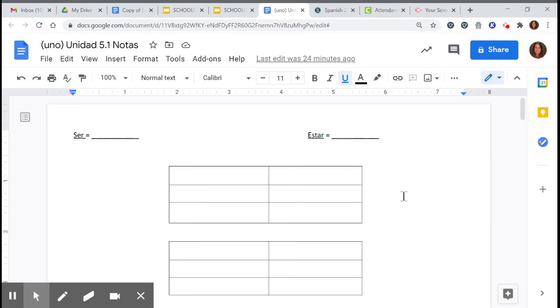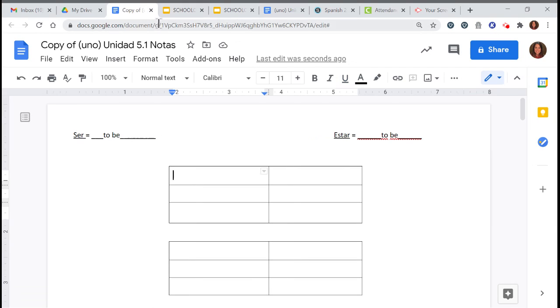All right, estudiantes, let's talk about our notes here. We are going to go through two verbs here, ser and estar. You've learned these verbs before. As you can see, both of these verbs mean to be. Since they have the same exact definition, we're going to talk about when you would use ser and when you would use estar, since they mean the same thing.